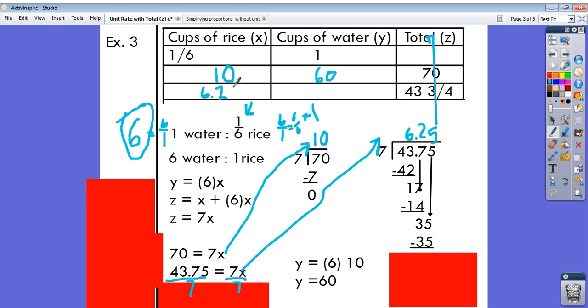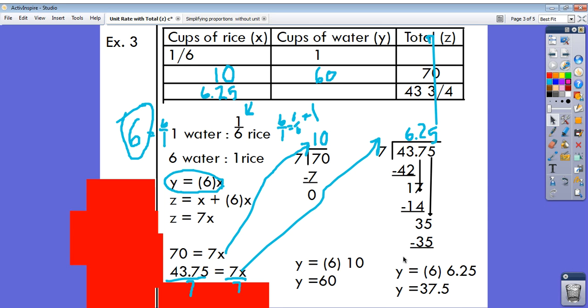And just like I did on my previous example, I'm going to plug in my x for this equation right here. I have it hidden. Y equals 6 times 5.75. Y equals unit rate times x. And when I solve that, y equals 34.5.